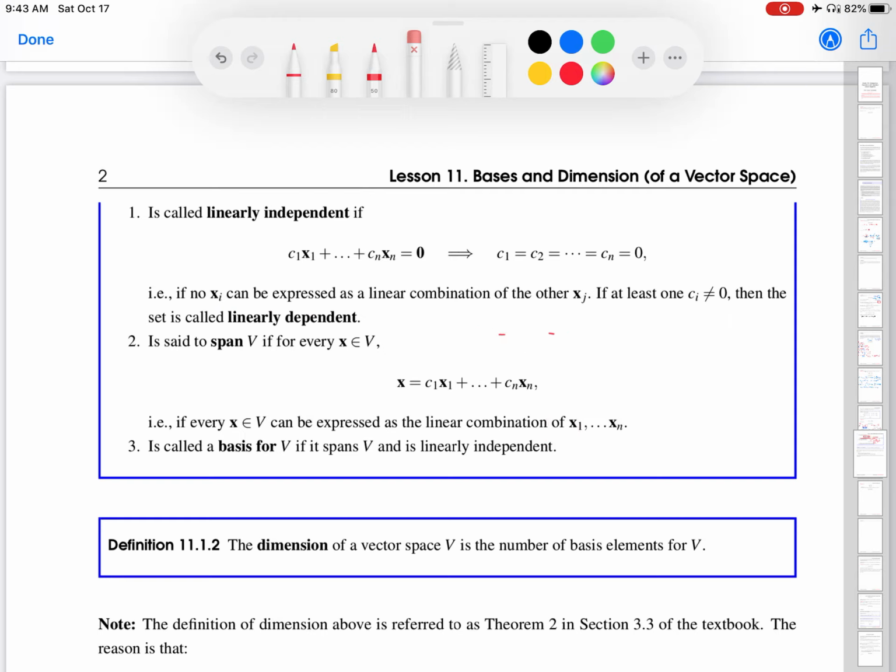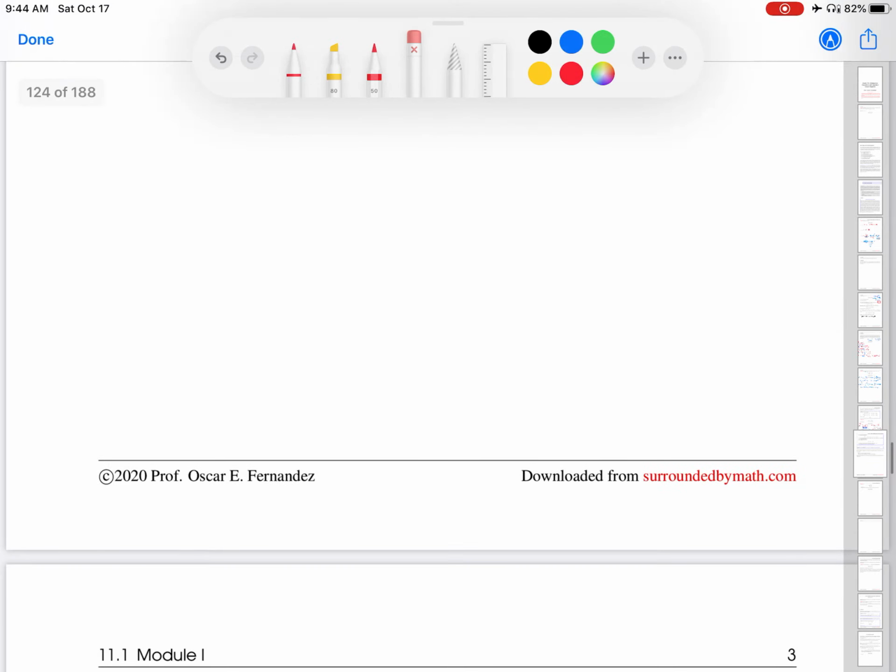And then span, what is span? Span is we want to be able to express every element of the vector space as a linear combination of the vectors we're claiming span. So can I take any element of the space and decompose it as a linear combination of these n vectors that I'm claiming span? If I can do that with these n vectors, they are linearly independent and they span, then they are a basis. And then what is the dimension? I just count the number of basis elements. If there are 5 vectors that span and are linearly independent, the dimension is 5. Okay, as an example.